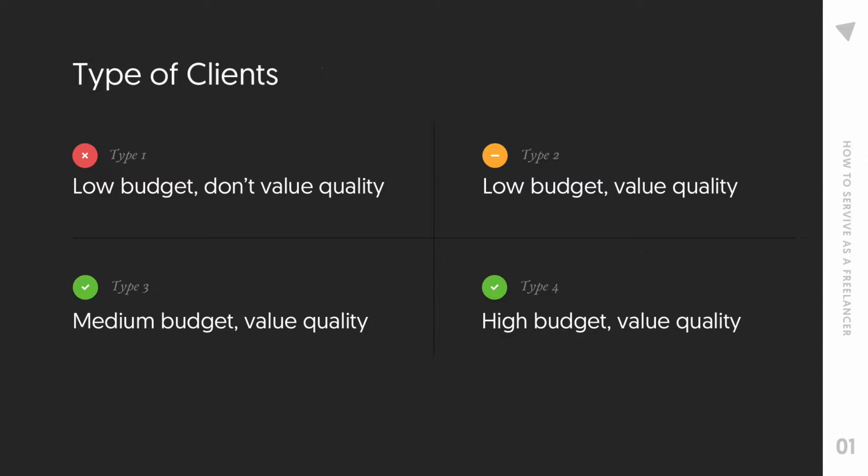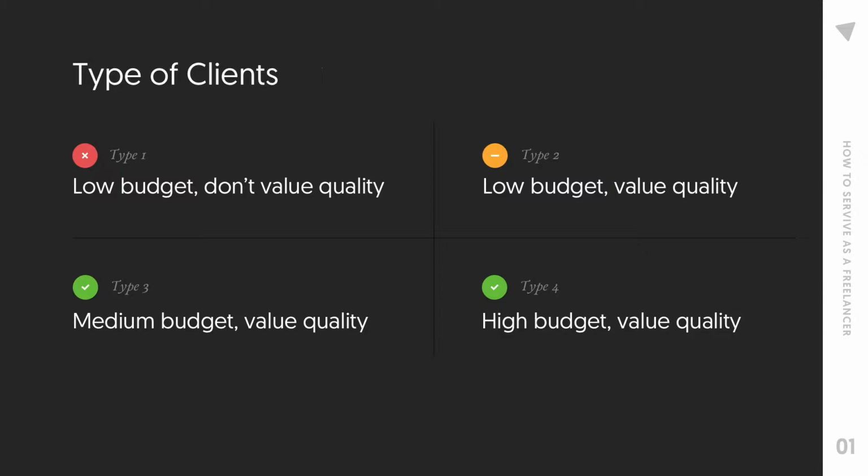You'll be able to find a lot of these kinds of clients on websites like 99designs, oDesk or Upwork right now. These websites have a lot of people looking for low budget work, and they don't really value quality, because if they value quality, they usually don't go to this kind of website. I'm not saying for sure, but usually. So don't work for this type of client.